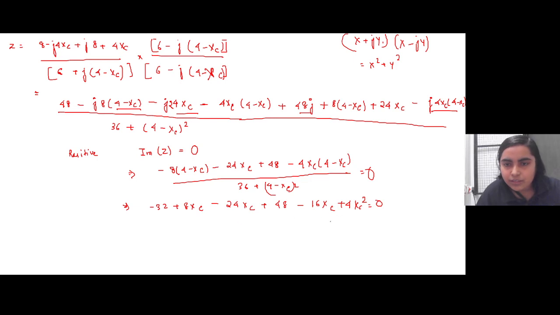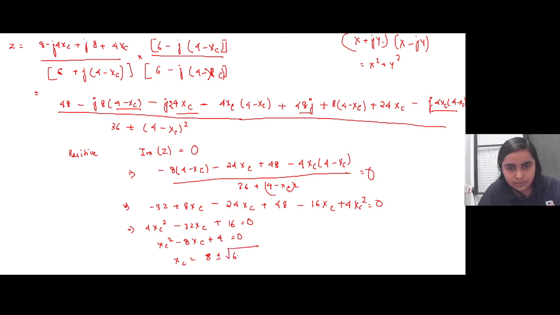Now this is a kind of quadratic equation, so we can solve it for xc. It is 4xc square plus, let's see, minus 24 minus 16 is minus 40 plus 8, so minus 32xc, and 48 minus 32 is 16, equal to 0. So it is xc square minus 8xc plus 4 equal to 0. So xc is equal to minus b, which is here 8, plus minus root over b square, that is 64, minus 4 into a c, c is 4, so 16, by 2.